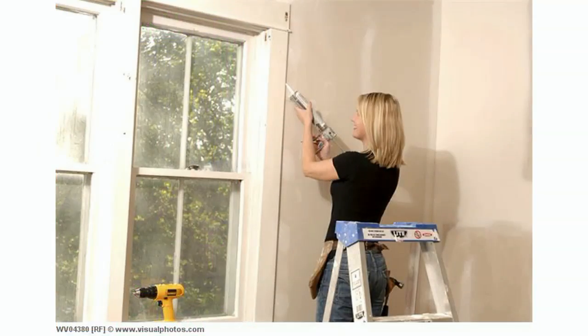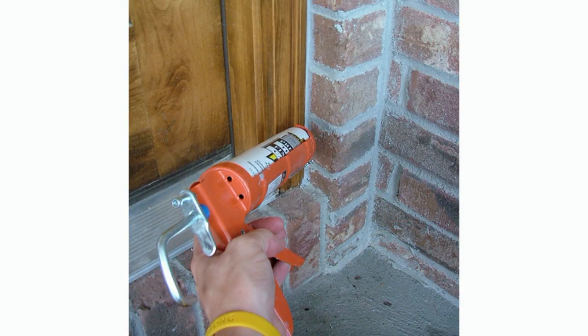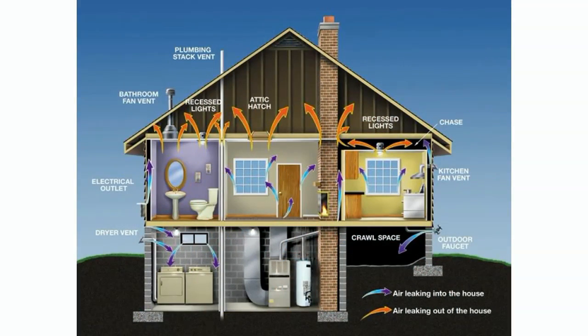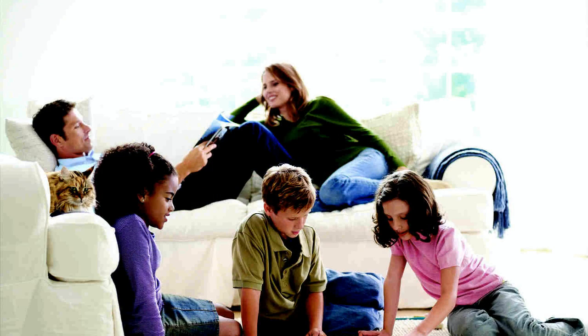By installing commercial-grade caulking around the trim of your windows and doors on the interior and exterior of your home, you can significantly reduce your air and energy leakage and be more comfortable in your indoor living environment.